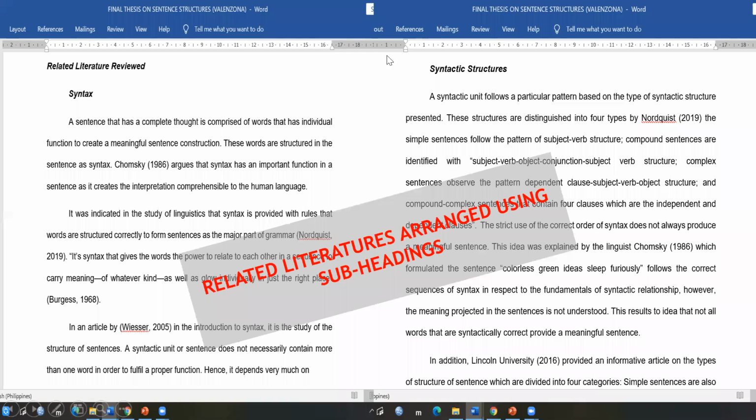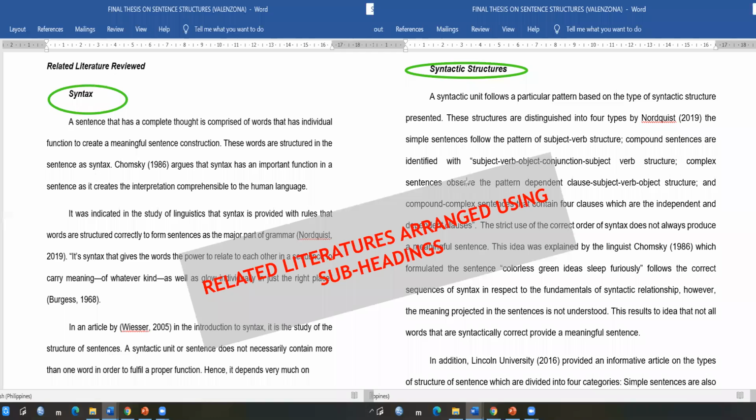So, these are your subheadings. Okay, subheadings are important. Guys, your subheadings will help you organize your literatures. They are like themes, themes that would sum up the paragraphs that are written below. So these paragraphs are all talking about syntax. So the theme for those paragraphs is syntax.